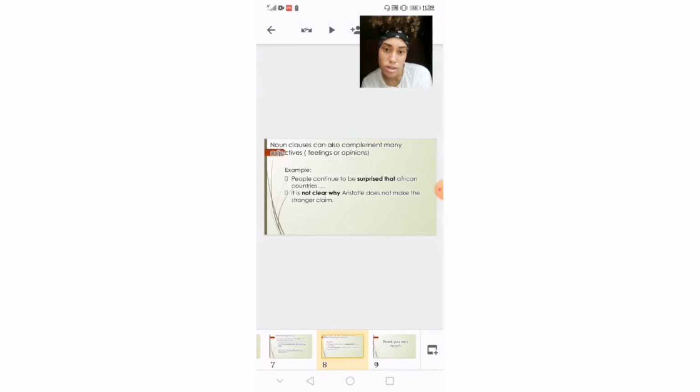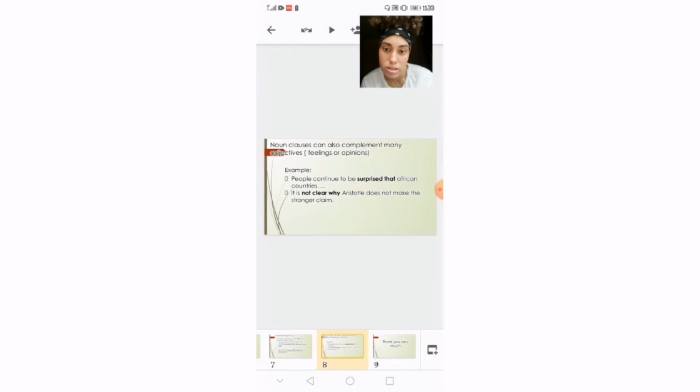Also, the noun clauses can be complemented by many adjectives. As you can see here, it has to do with adjectives like feelings or opinions. For example, in the first sentence, it says people continue to be surprised at African countries. That is a feeling that the person has felt. I mean, they have felt surprise.